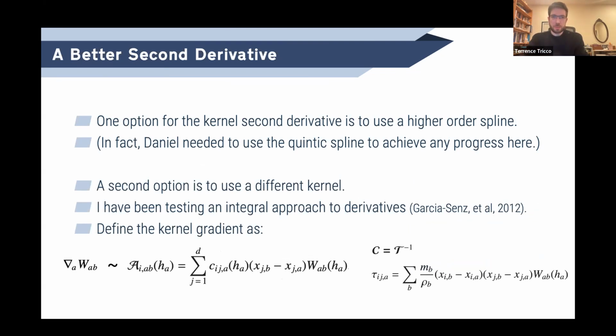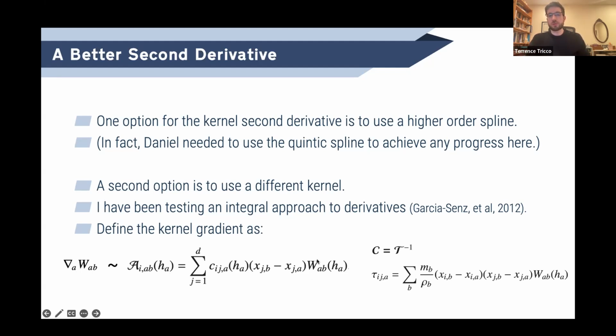So one option for using a better second derivative kernel is to use a higher order spline. In fact, this is what Daniel had to use. He had to use at least the quintic spline to achieve any progress here. The second option is to use a different family of kernels. One thing I've been testing is to use an integral approach to derivatives based on Garcia-Senz, where they define the kernel gradient as something different than just literally taking the derivative of the kernel itself, which is what we normally do. We just literally take the derivative of the kernel and apply that.